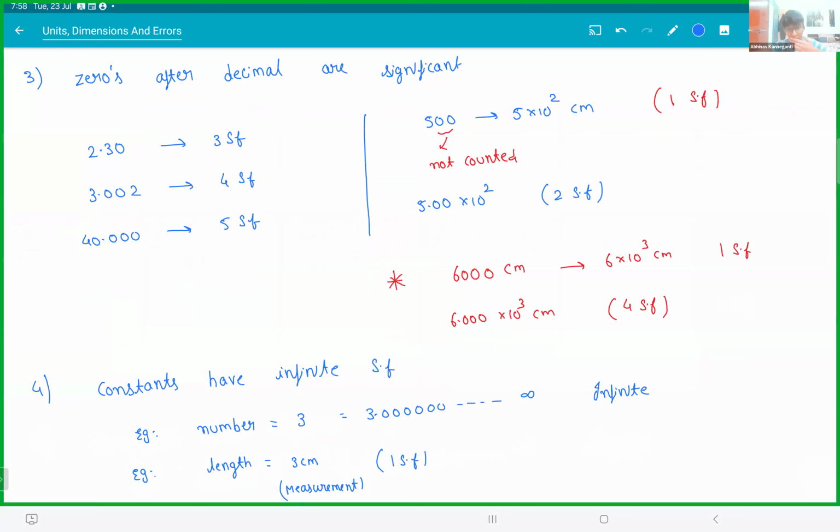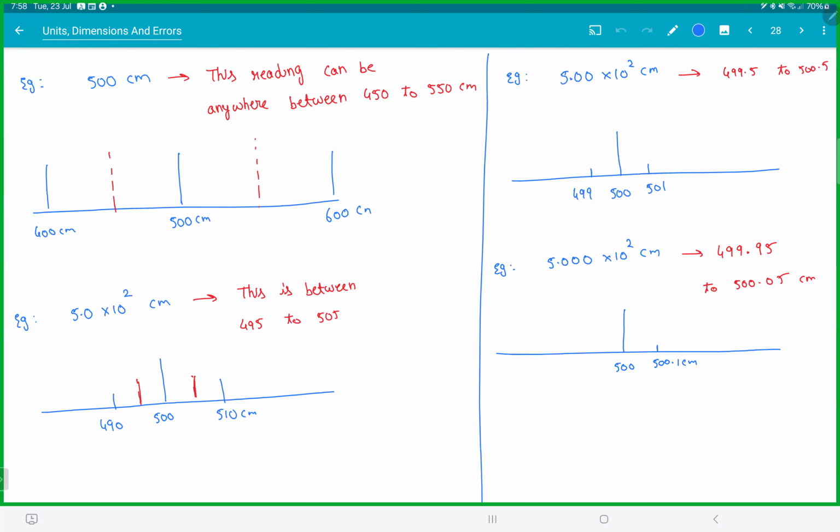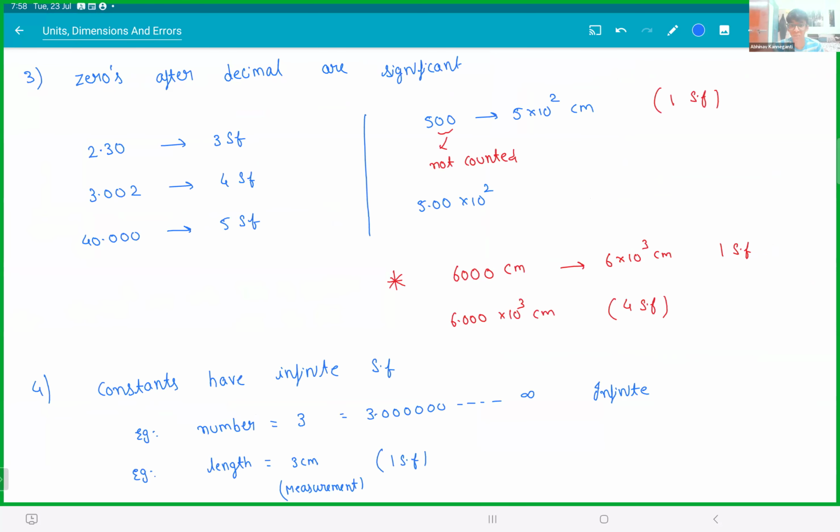Sir, Vinod. Sir, in that part, 5.00 into 10 to the power of 2, on the previous page. Sorry, it would be 3 SF. I wrote wrong. Yeah, 3 SF. All clear? Let's see a question.